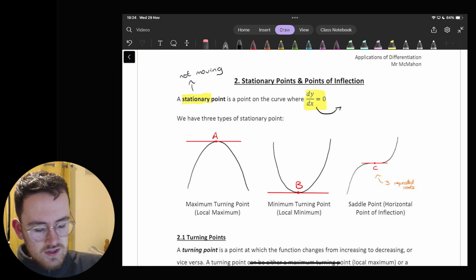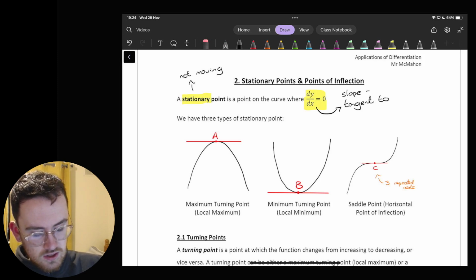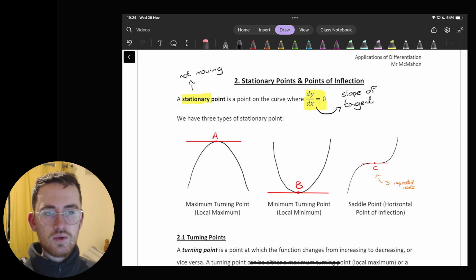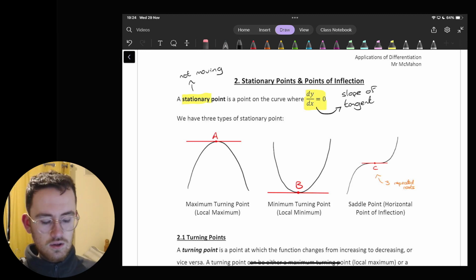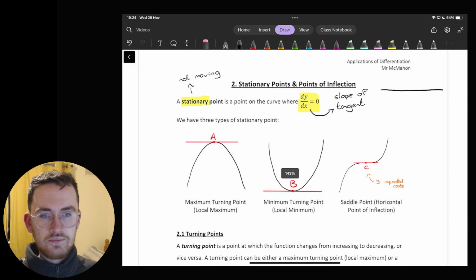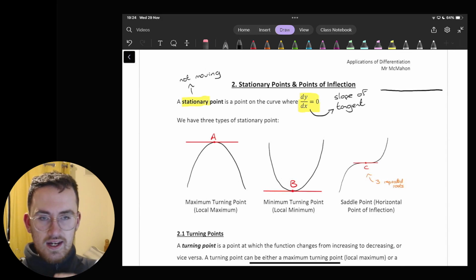Remember that relationship between the derivative and the tangent to the curve, the slope of the tangent. So we're really saying it's a point on the curve where the slope of the tangent is equal to zero. And we should know that if the slope of the tangent is equal to zero, we're looking at a horizontal line there, or just a straight line, I suppose.